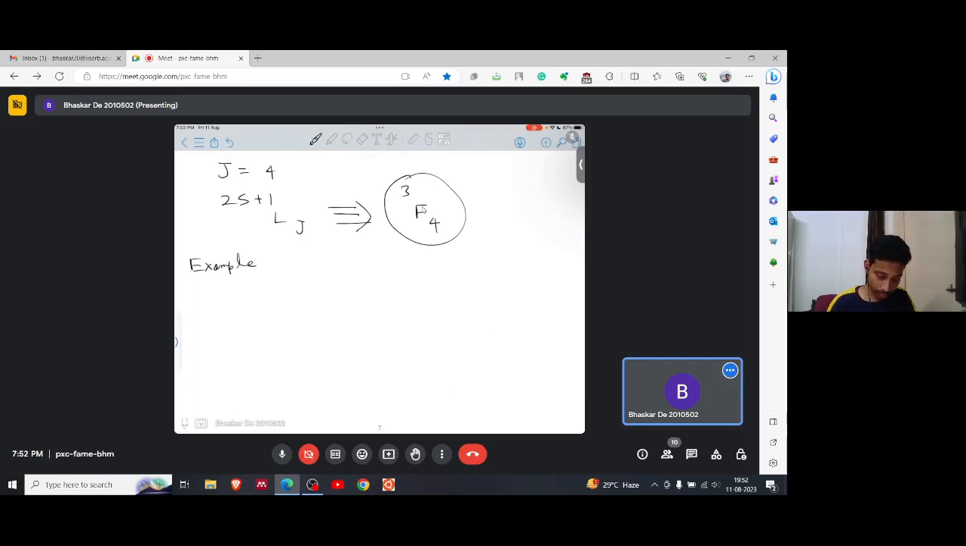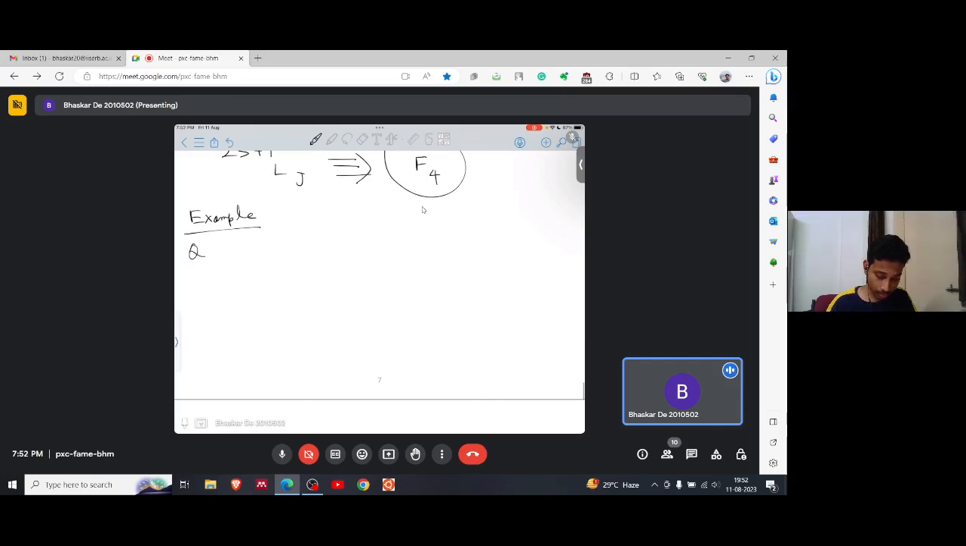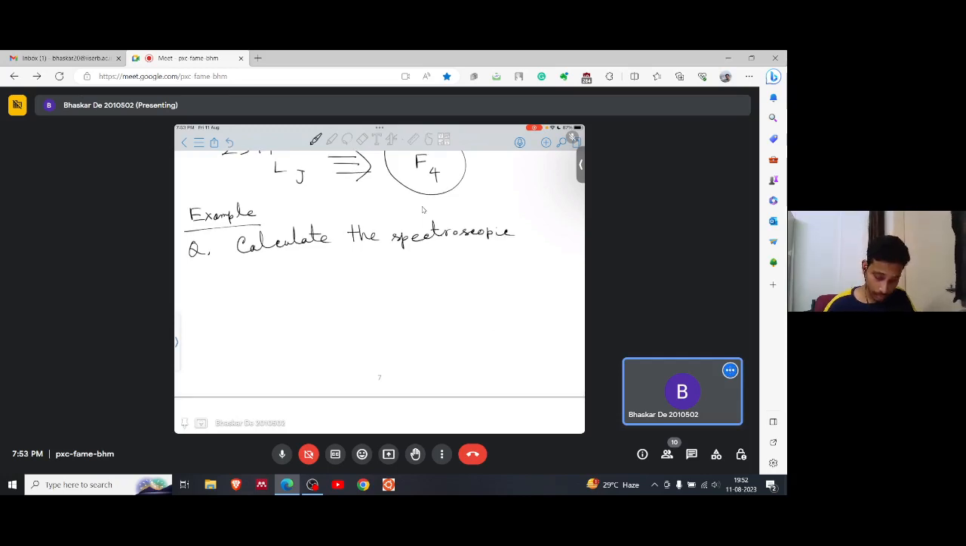Example, the question is: calculate the spectroscopic term symbol for the configuration 2p1 3p1 3d1.